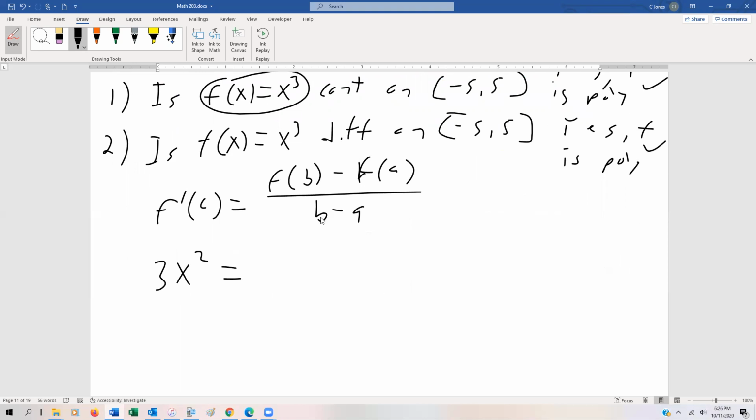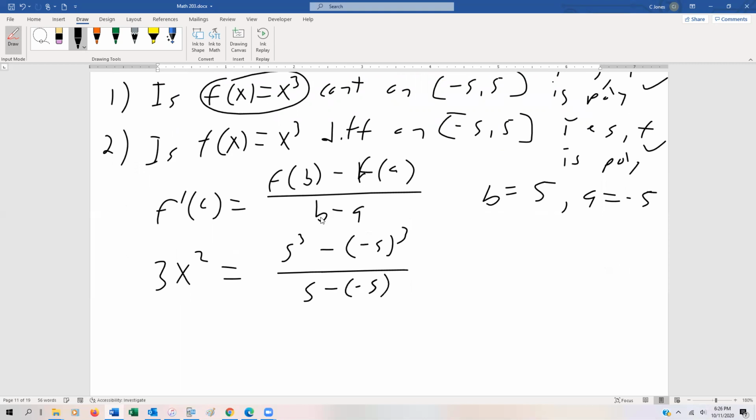And f of b is going to be, now remember, b in this case is going to be 5, a is going to be -5. So we're going to have 5 to the third minus -5 to the third, divided by 5 minus -5. Right? And we know the denominator is going to be 10 easily. So we get 3x squared is equal to something over 10. And this is going to be 125 and 125. That should be 250. Or that's just going to turn into 25.